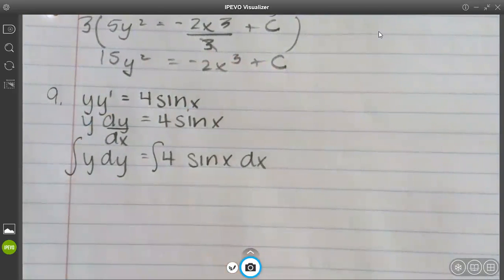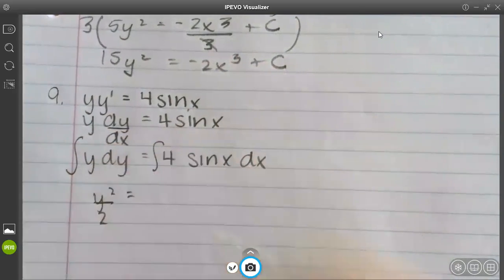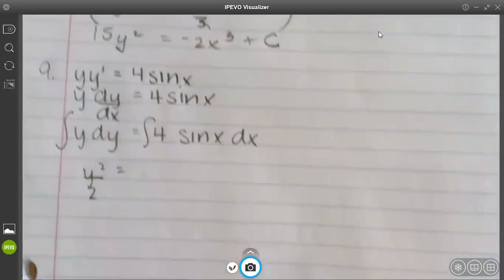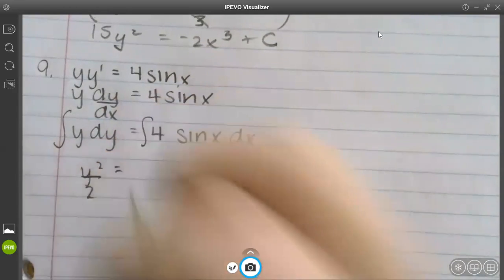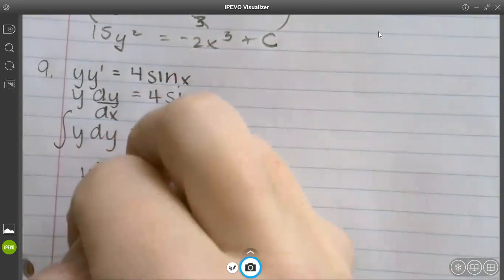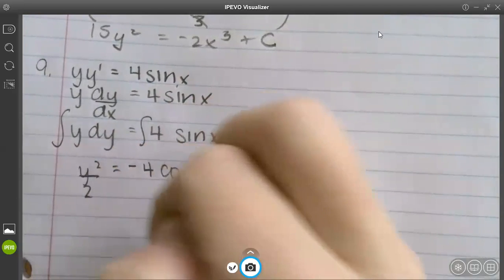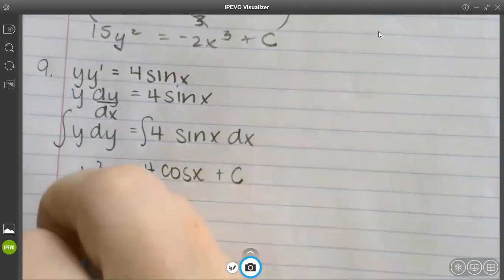When I integrate y dy, what do I get? When I integrate 4 sine x dx, what do I get? Yeah, so we pull that 4 out, and then the integration of sine is negative cosine. So it'll be negative 4 cosine x plus c. And then they just get rid of the 2. So how do they get rid of the 2? Multiply it.